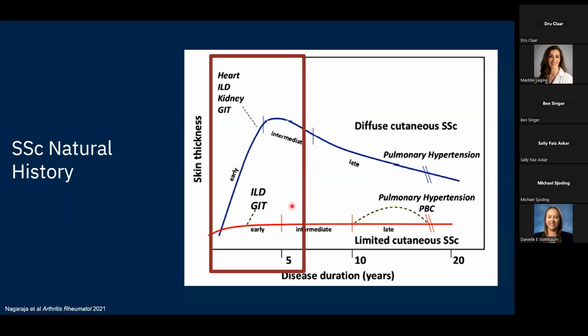Most of the internal involvement, including interstitial lung disease, tends to occur in the first 5 years after a patient's disease starts. And we define that start as a patient's first non-Raynaud's symptom. Because we know that Raynaud's can occur up to 10 years before other symptoms start, the first symptom after their Raynaud's is really where we set the start date for someone's disease in scleroderma.